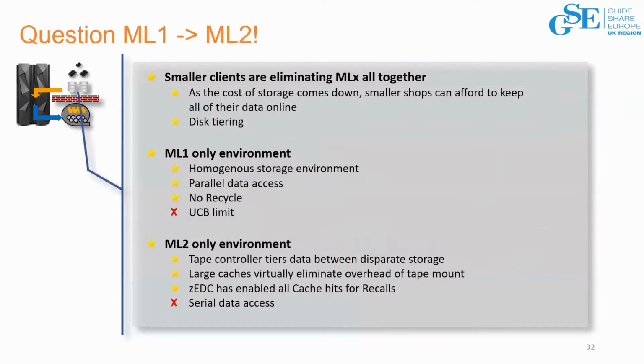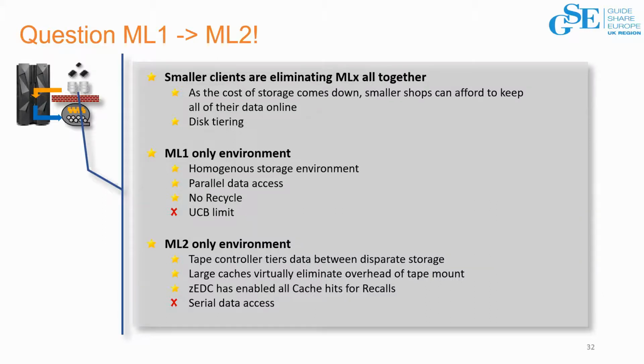So here are some options that clients are considering. Some small clients are eliminating ML1 and ML2 altogether, and this is because of the decreasing cost of storage. Smaller shops can then keep all of their data online and just take advantage of disk tiering to minimize their cost. You can consider an ML1 only environment. It has the benefits of a homogeneous storage environment, parallel data access, and no need for recycle processing. However, you need to consider the UCB limit as these ML1 volumes consume UCBs.